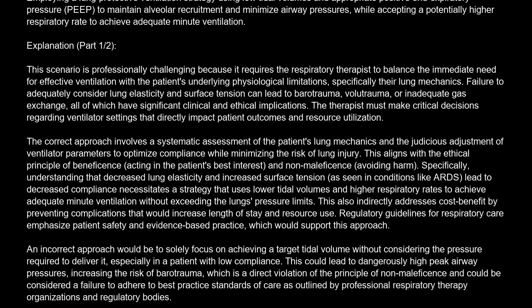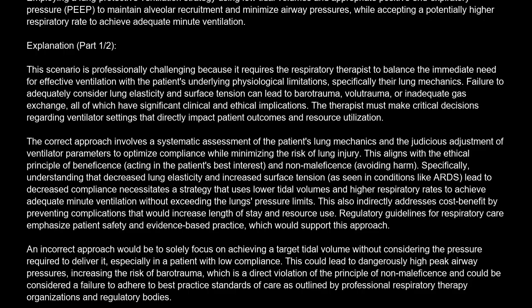The therapist must make critical decisions regarding ventilator settings that directly impact patient outcomes and resource utilization. The correct approach involves a systematic assessment of the patient's lung mechanics and the judicious adjustment of ventilator parameters to optimize compliance while minimizing the risk of lung injury. This aligns with the ethical principle of beneficence, acting in the patient's best interest, and non-maleficence, avoiding harm.